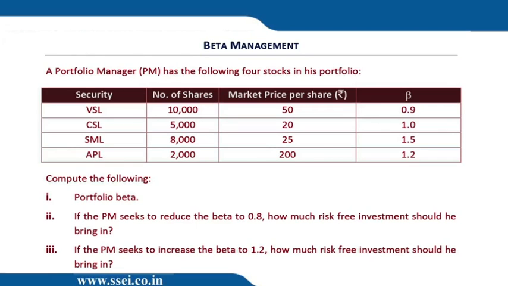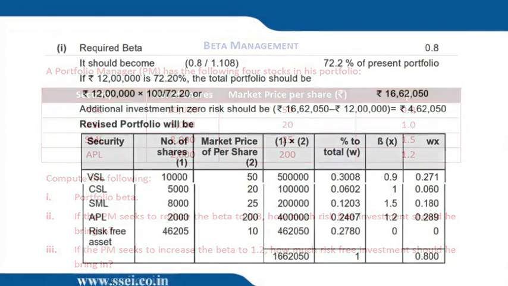72.2%. I'm doing it on the calci right now. No need to look into the solution. So that means this portfolio should be 72.2%. That means we can find out the total portfolio. What was the value of the total portfolio? Let's check. I'm going to the solution.